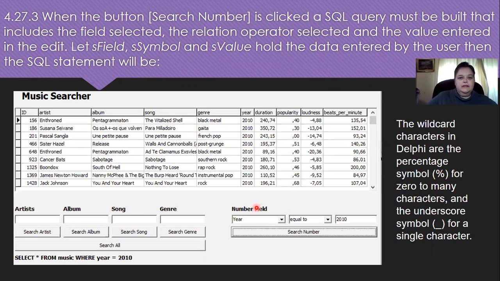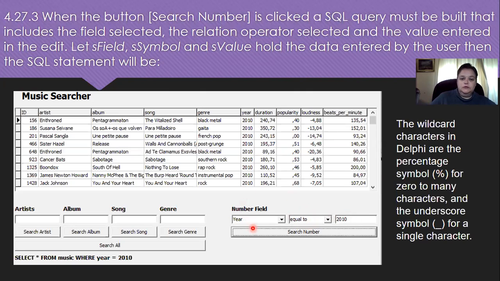They are looking at the year, so this column over here. And what it says there is, I want it equal to 2010. Now here, you would have used a combo box or a list box. Now you can make it equal to, greater than, smaller than, greater and equal to, smaller and equal to, and also not. So I can display all the music that was not produced in 2010.